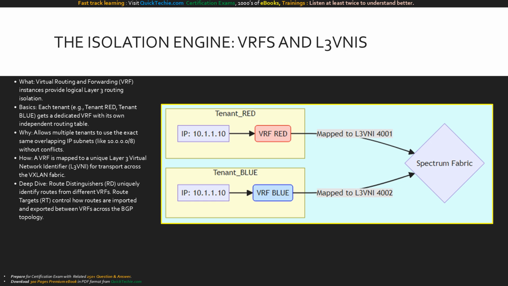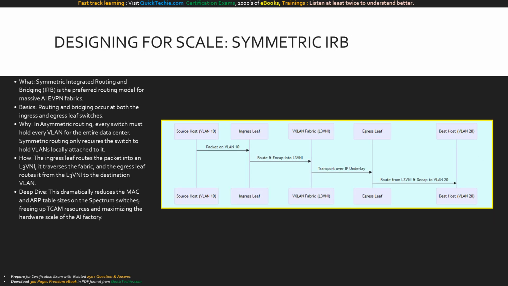This visual clearly demonstrates the power of VRFs. Notice that both tenant red and tenant blue are using the exact same IP address, 10.1.1.10. However, because they enter the switch on interfaces assigned to different VRFs, they are completely isolated. Tenant red's traffic is mapped to L3 VNI 4001, and tenant blue's is mapped to L3 VNI 4002 before entering the shared Spectrum fabric.